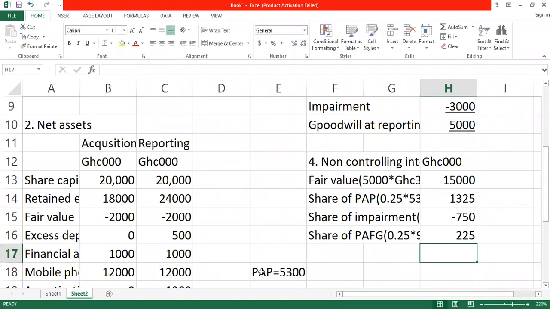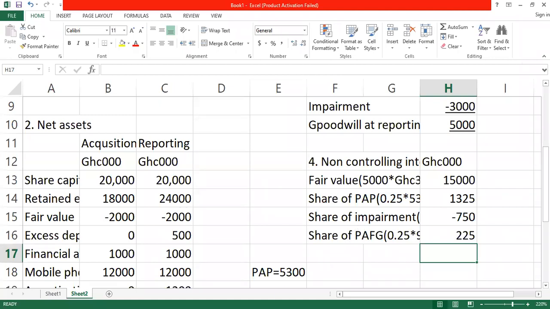But if the parent is not keeping the other component of equity or revaluation reserve, then we send the parent share to what? To the retained earnings. And in that case, that particular gain will form part of the net asset table. We come and add the 900 to the reporting figure. Are we okay?